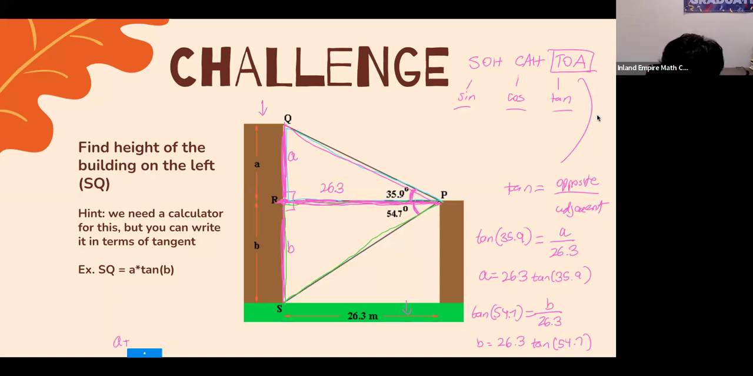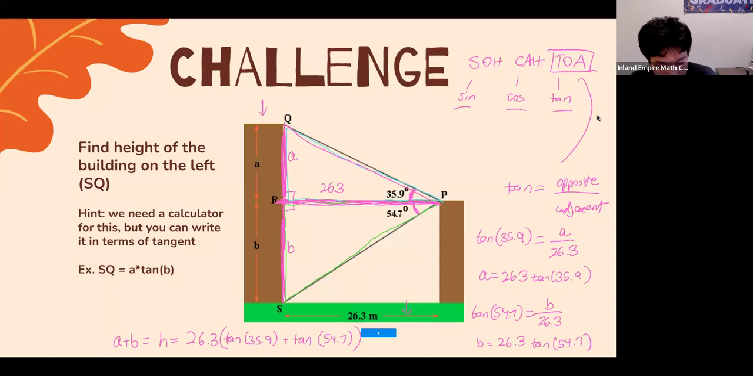If we wanted to write it out just in terms of tangent, we could write out A plus B is equal to the height, which is what we're trying to find, is equal to 26.3 tangent, and we can actually factor it out. So we can do 26.3 times tangent of 35.9 plus tangent of 54.7. So what I did here was just use the distributive property, factored it out. And so that could be our answer. If you wanted a very specific answer, you would have to use a calculator. I don't know if you guys have the answer.